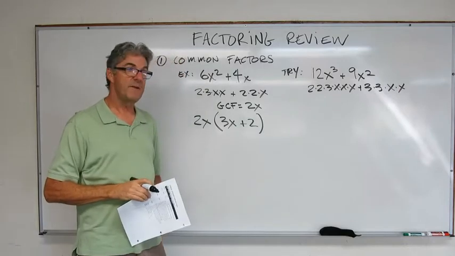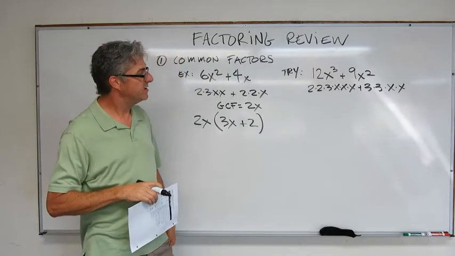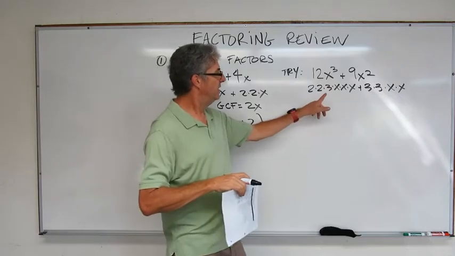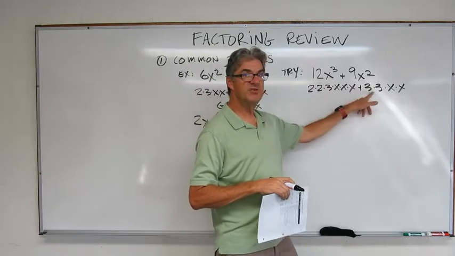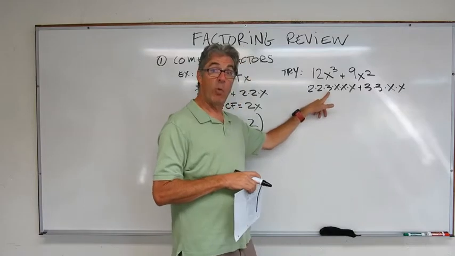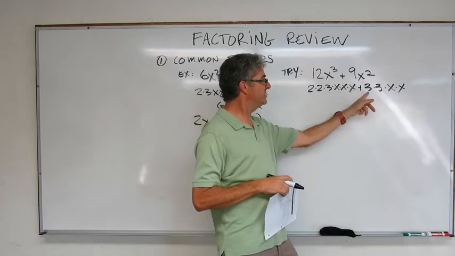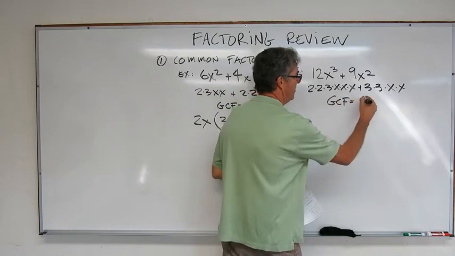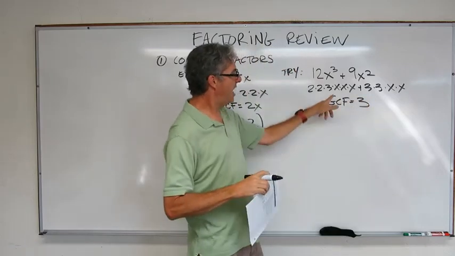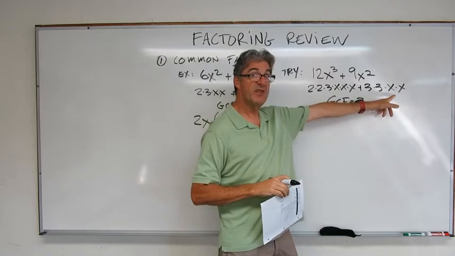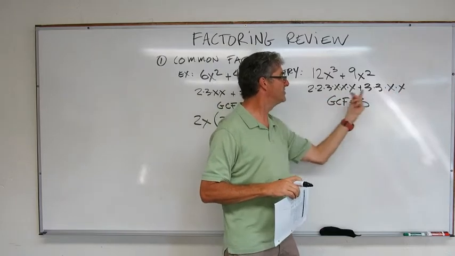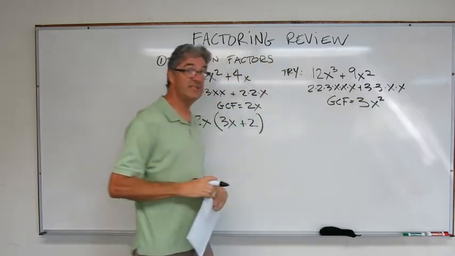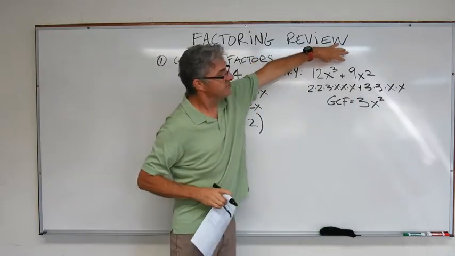Okay, so now I've prime factored. Now let's see what's the biggest common factor in each of these. I don't have any 2's here, and I only have 1 3 there. So my GCF is going to be 3. And then how many x's do I have? I've got 2 there and 3 there. So 2 is common. So that's going to be 3x squared. So that's my GCF for these two terms.